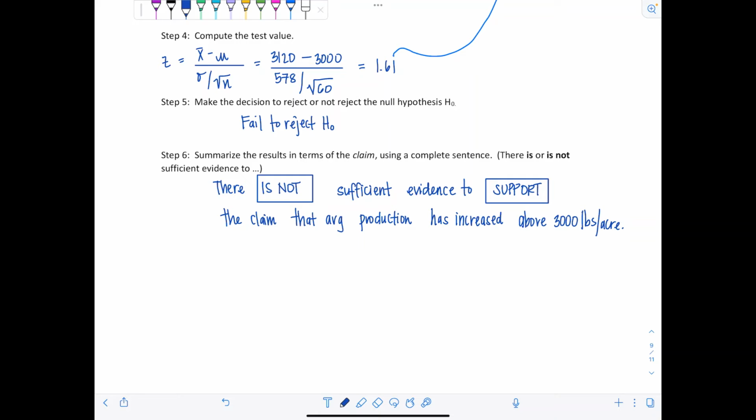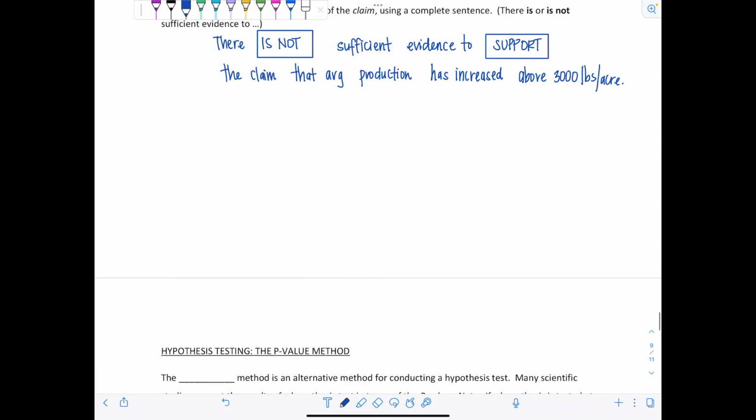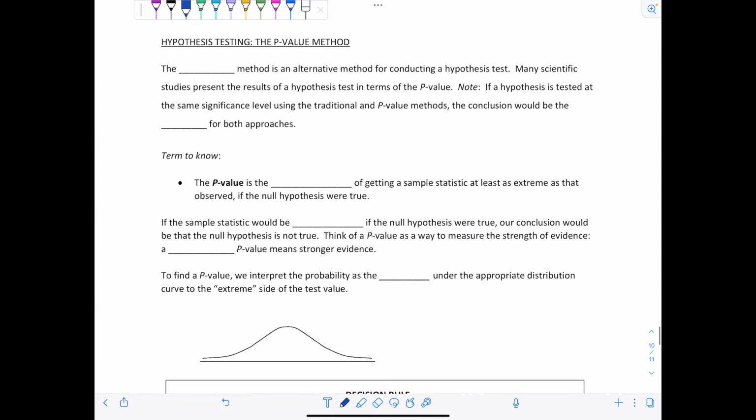We have another method that in actuality is used a lot more often in actual statistical studies. If you read research journals, the p-value method is the one that is actually used more often. So hypothesis testing, the p-value method is just a different method for conducting a hypothesis test. Whether you do traditional method or p-value method, the result is going to be the same. It's just a different way of going about it. The decision will be the same. The conclusion will be the same.